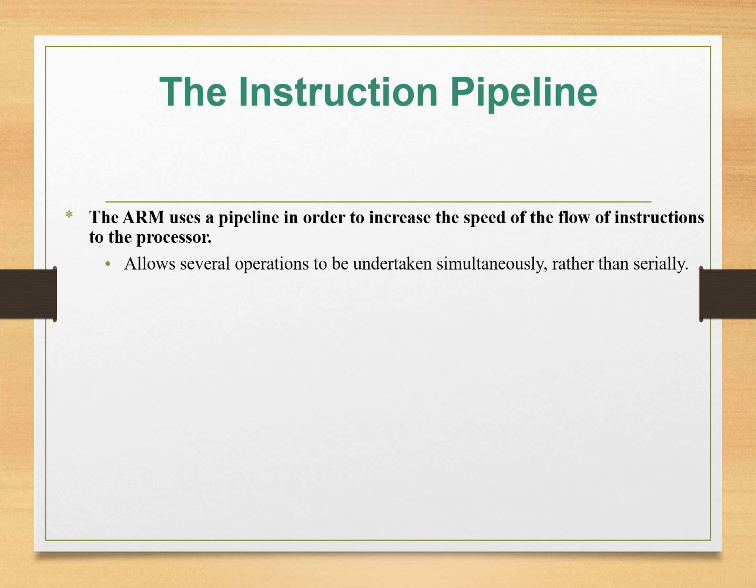As you know, the ARM uses a pipeline in order to increase the speed of instruction execution in the processor. Most of the instructions in the ARM processor are executed in one cycle. So if we can complete one instruction in one cycle, it means that in the other cycle, it will execute the other instruction.